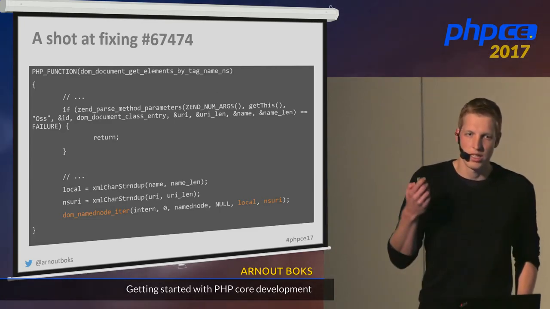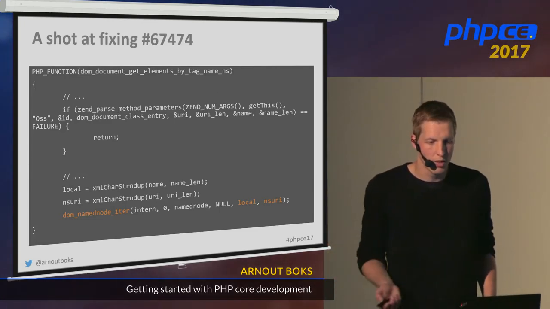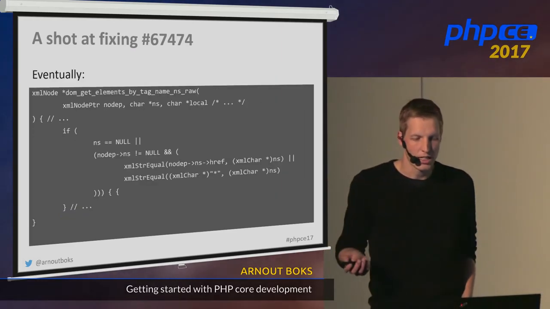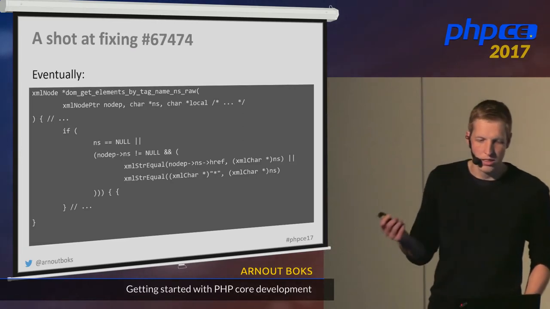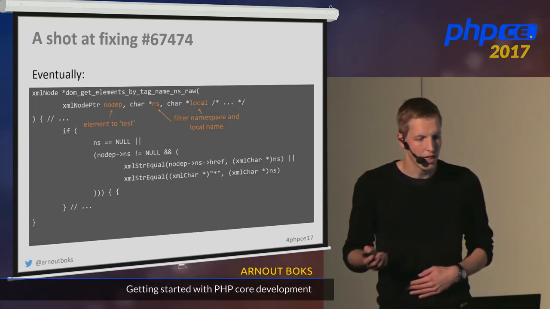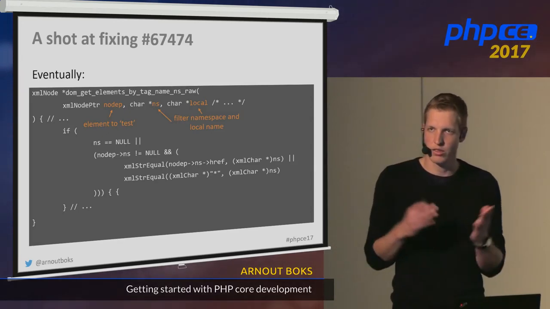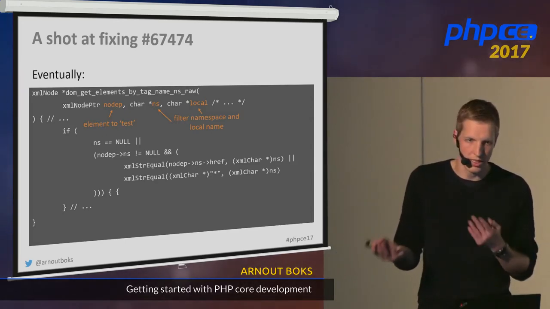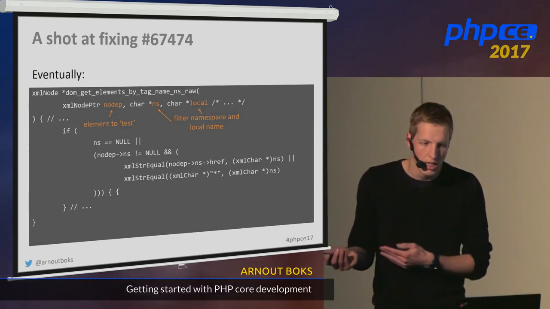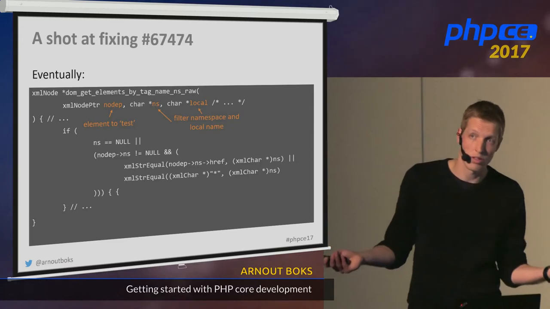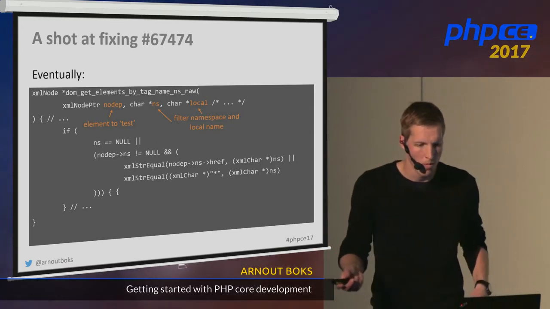And I traced this code a bit more, and eventually I found this function. The DOM get elements by tag name and as raw. And looking at it a bit, I found out that, well, it accepts an argument nodep, which is an element to test whether it satisfies a certain namespace and local name filter. And there's ns and local, which are the filter namespace and the local name we want to filter for.